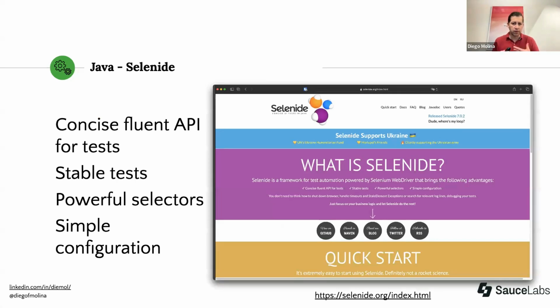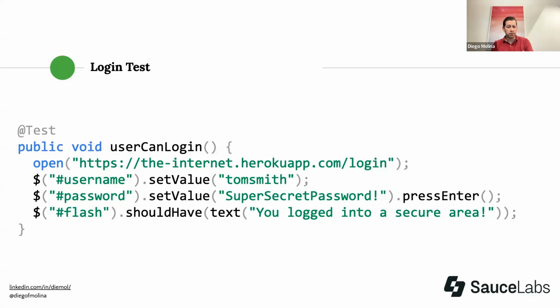I'm going to start with Java because it's my preferred language. And the example I'm going to give in an extended way is Selenium. I think this is the best framework for browser and mobile automation in Java out there. So let me give you some examples of why.